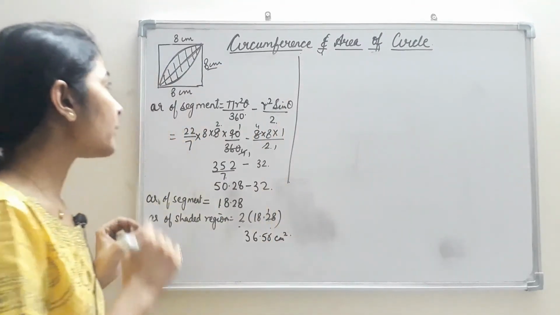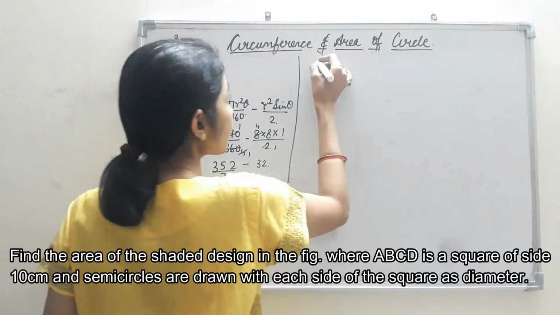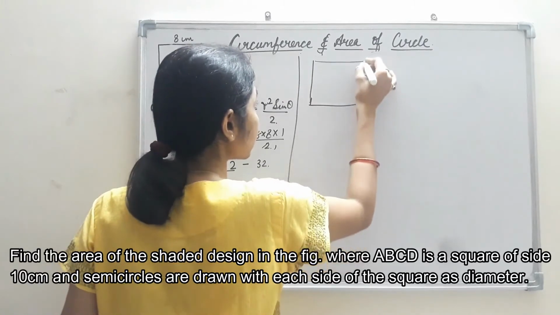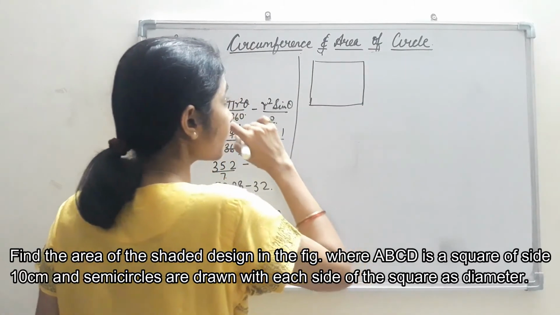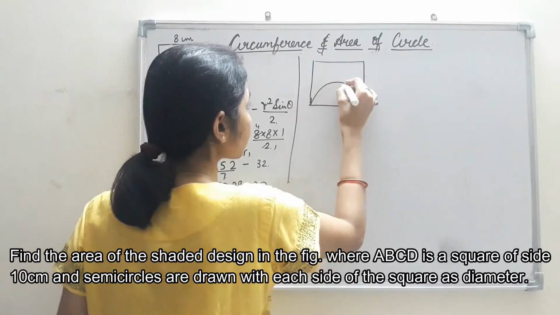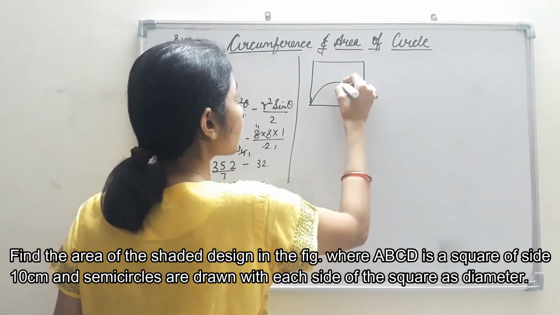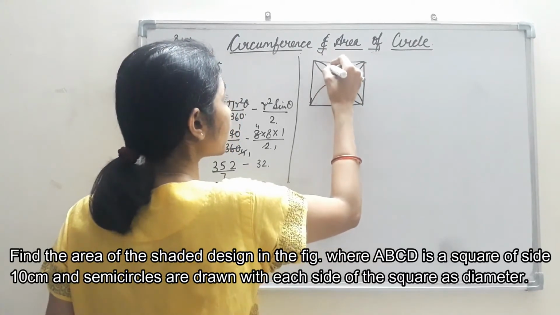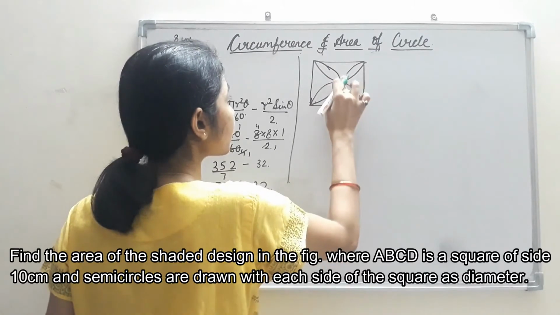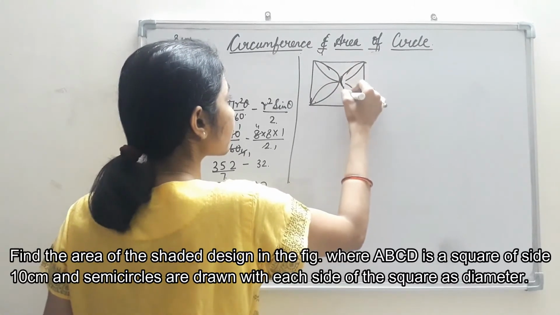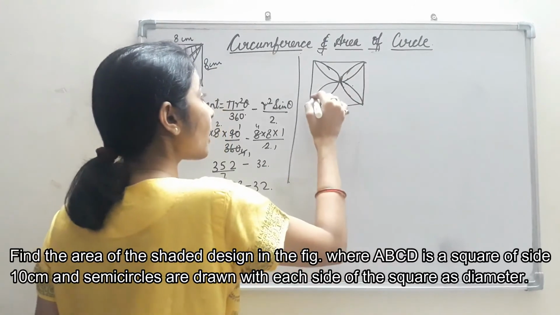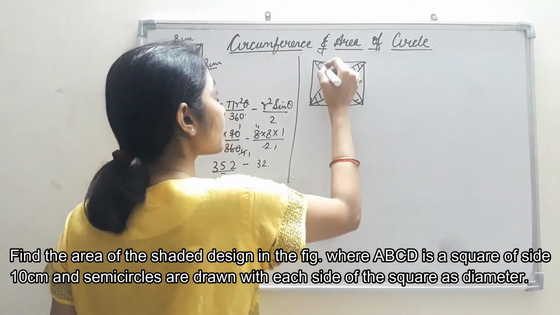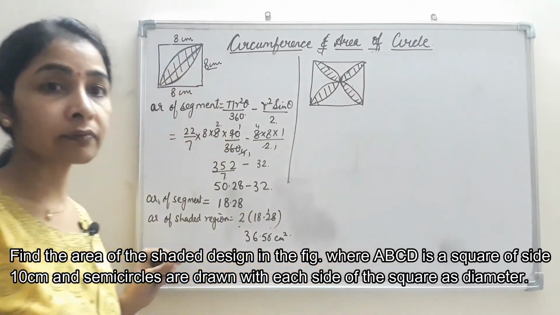Now one more example related to it. There is a figure like this which is given to us. There we have drawn semicircles. Now from here, if I draw a semicircle, here again I draw a semicircle, here again I draw a semicircle, and here again I draw a semicircle, like this. These both will coincide like this. Now if I ask to find this shaded region, then how will we find?